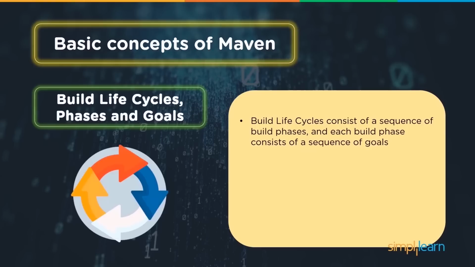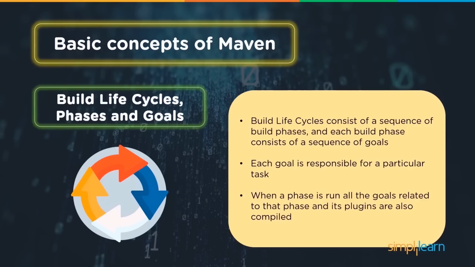Then we have build life cycles, phases and goals. A build life cycle consists of a sequence of build phases, and each build phase consists of a sequence of goals. Each goal is responsible for performing a specific task. When a phase is running, all the goals related to that phase and its plugins are also used to perform the compilation, preparing the artifacts, downloading the dependencies, all different things being done by the plugins here.